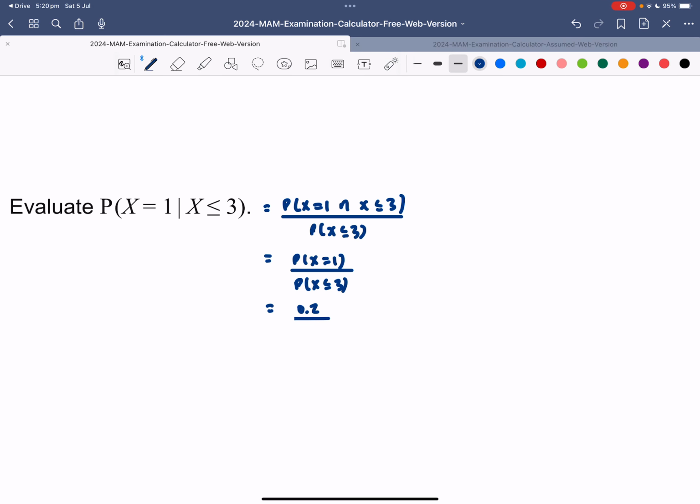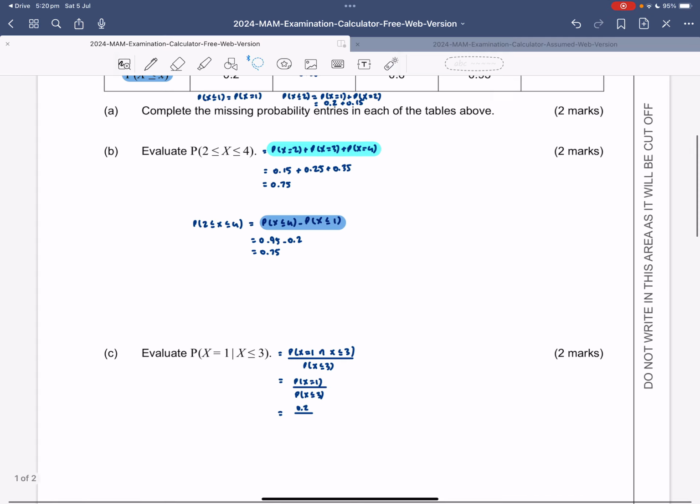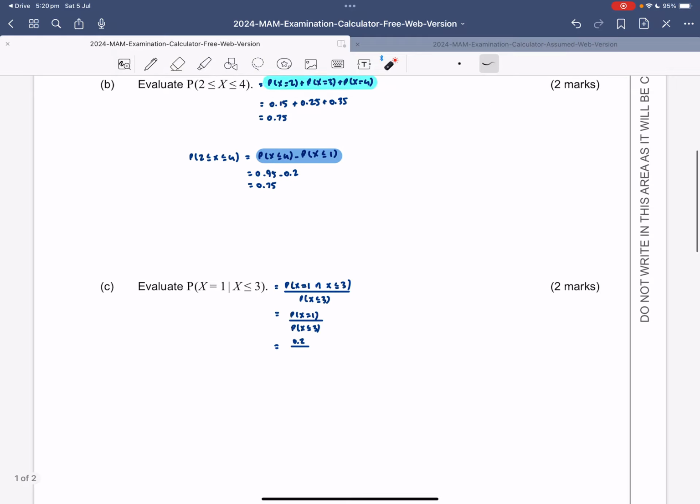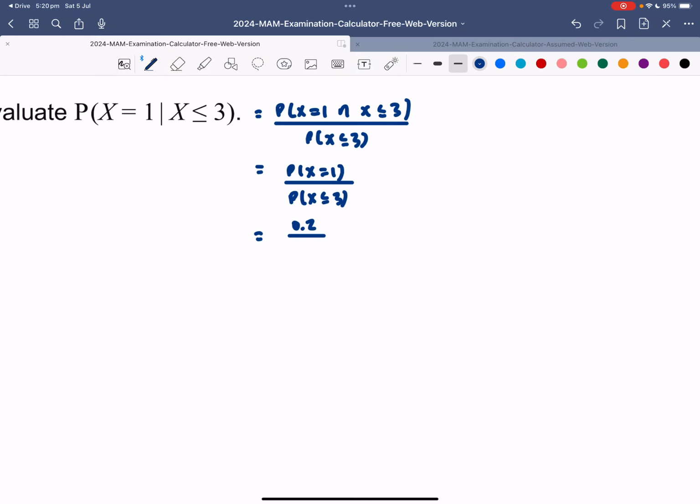And the probability that x is less than or equal to 3, we can just use the cumulative function. So x less than or equal to 3, we can use this here, which is 0.6. It's 0.2 divided by 0.6, which is 1/3. Cool.